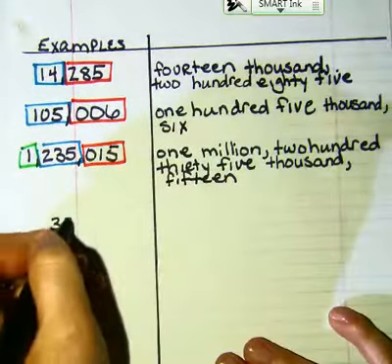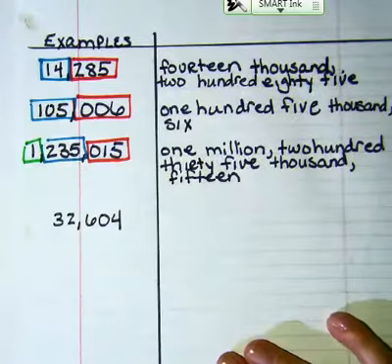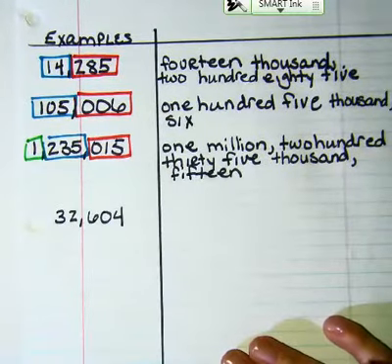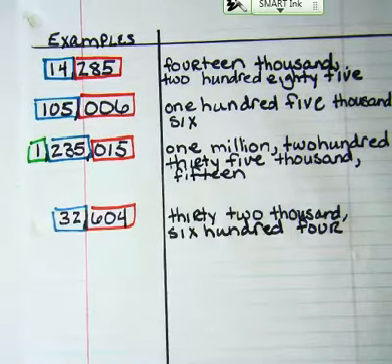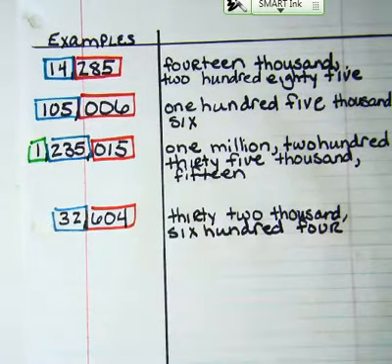Okay, I want you to try these on your own. So 3, 2, comma, 6, 0, 4. Write that number down and then hit pause and solve it. And then when you think you have the right answer, go ahead and hit play. Okay, if you said 32,604, you were correct. Good job.